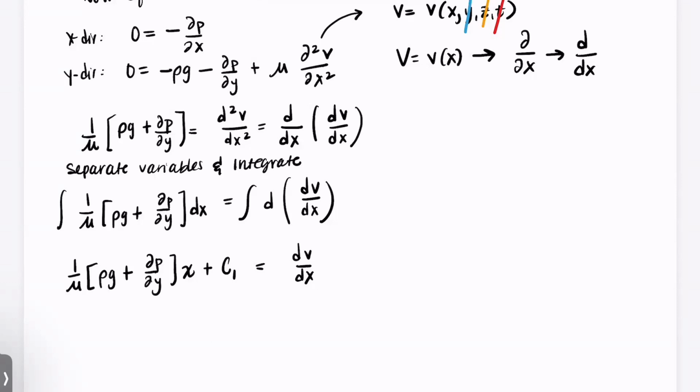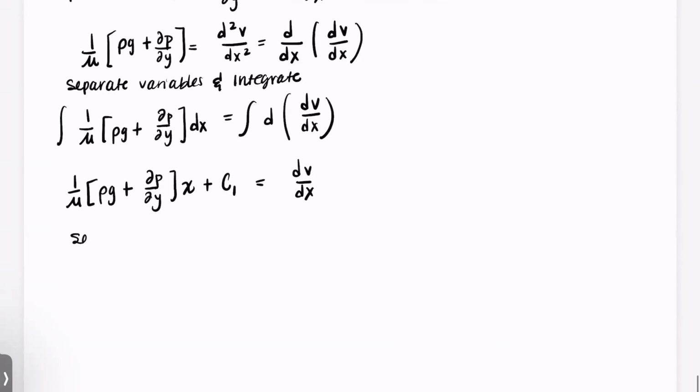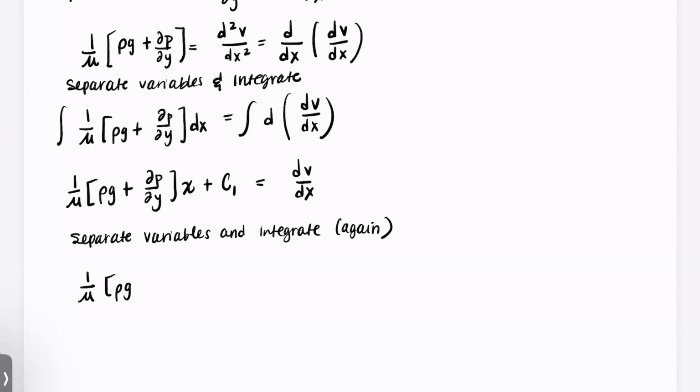All right. So now I'm going to separate variables and integrate again. Okay, so I have 1 over mu times the quantity of rho g plus partial p partial y times x plus c1. This whole thing times dx is equal to dv. And I'm going to integrate both sides of this equation.